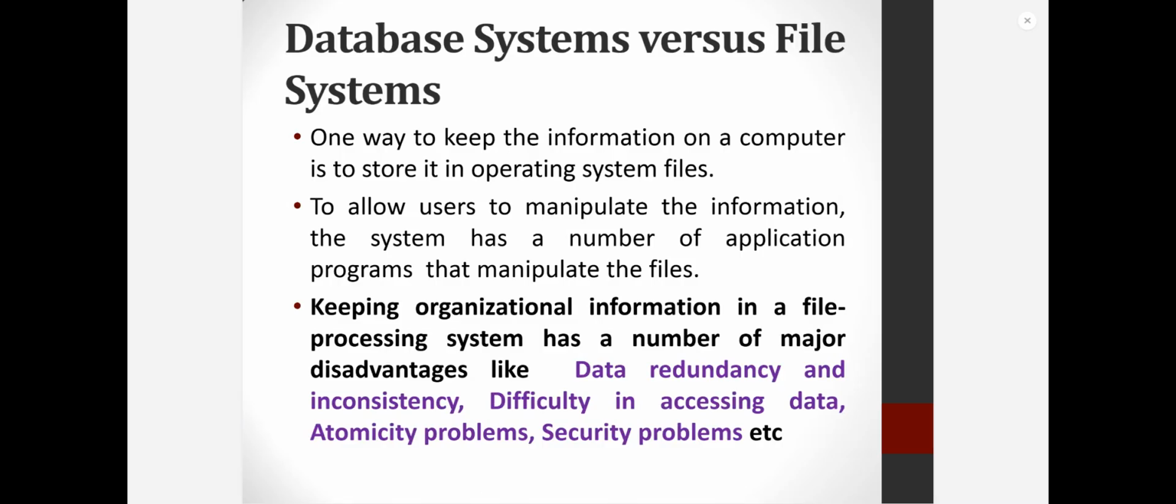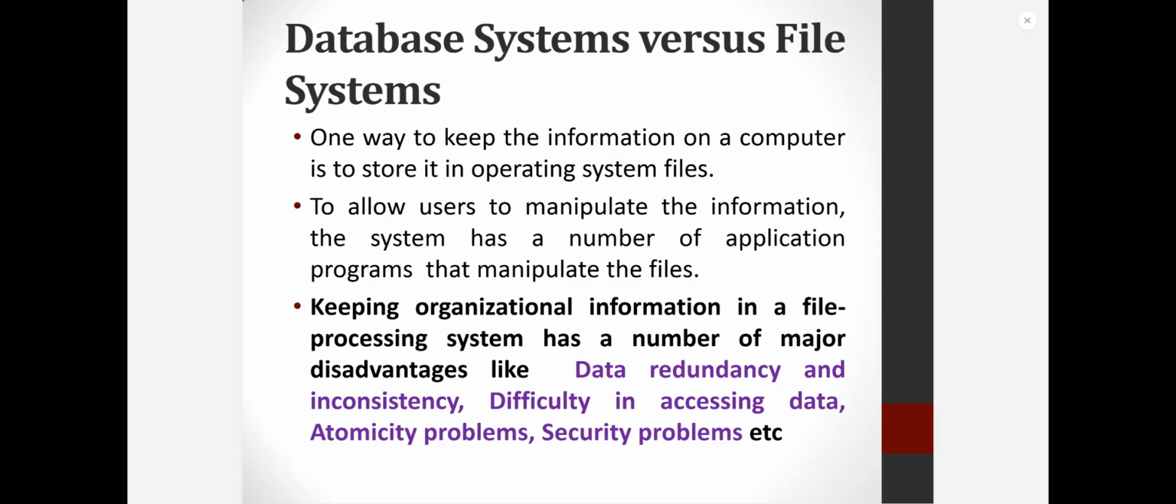So let's see database system versus file systems. Which one would be better and which one would be used where? One way to keep the information on a computer is to store it in operating system files to allow users to manipulate the information. The system has a number of application programs that manipulate the files. Keeping organizational information in a file processing system has a number of major disadvantages like data redundancy and inconsistency, difficulty in accessing data, atomicity problems, insecurity problems, etc.